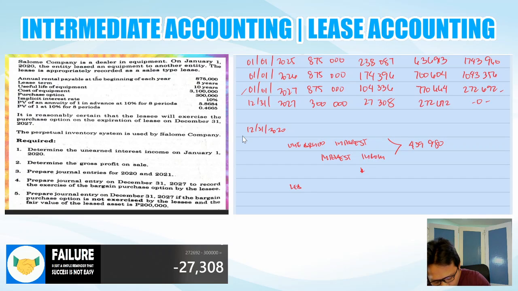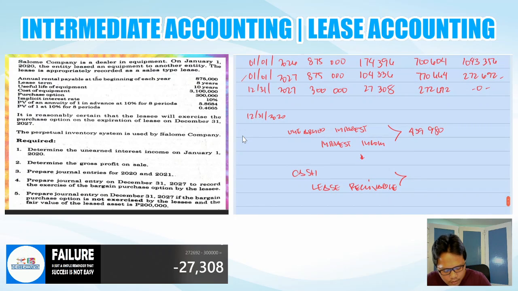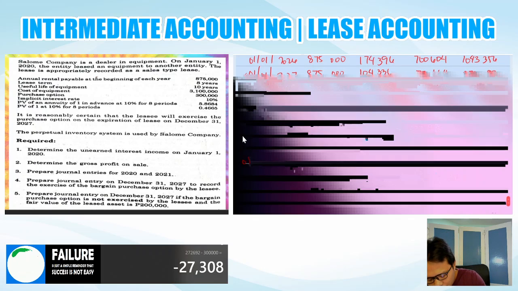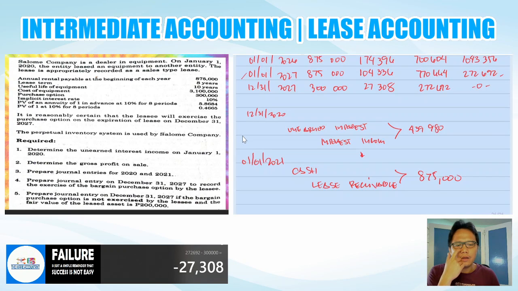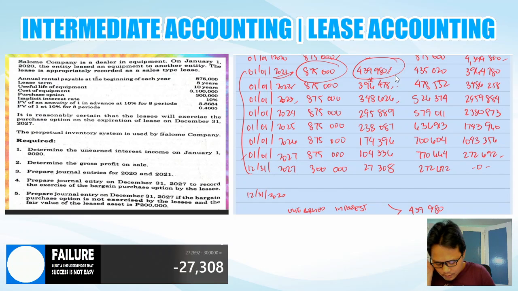So, debit lease receivable, debit cash, credit lease receivable. Okay? At ito, full amount. Diba? 875,000. Then to be precise, hindi to 12/31/2020 mangyayari. This is January 1, 2021. So that is your subsequent journal entry. So, this concept, follow na yan siya dito lahat. Okay? Except for this. Except in the last, or except on December 31, 2017.